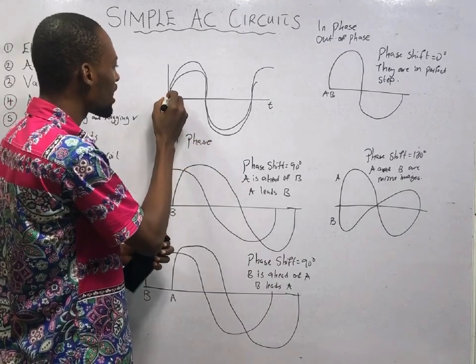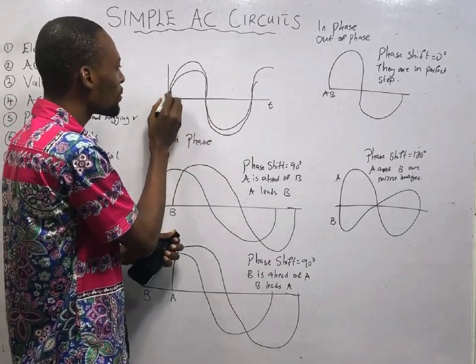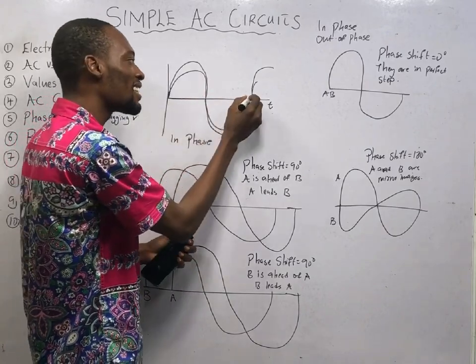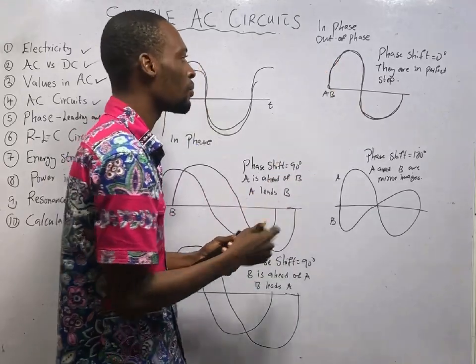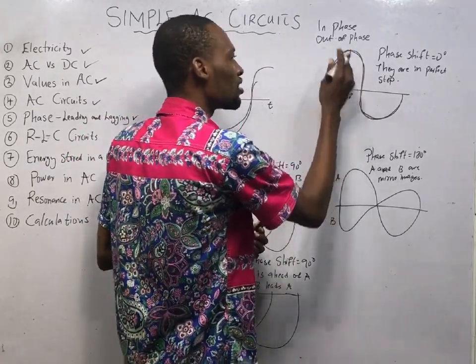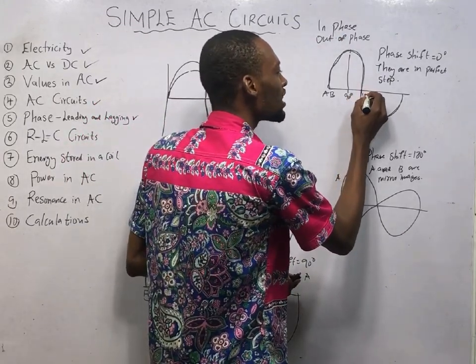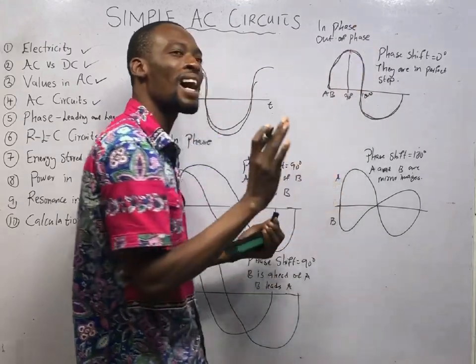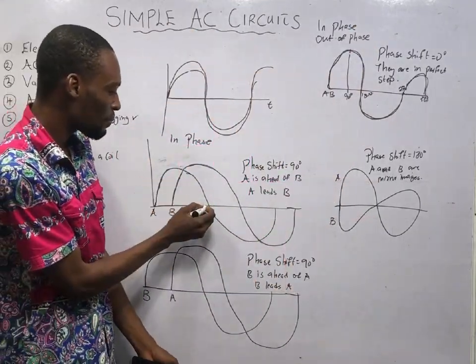You see this wave start from here, goes through this. This one starts from here, they get here together, and they stop together. They get to each point at the same time. Once this wave is here at 90 degrees, the other one is there at 90 degrees. Once they get to this point, which is 180 degrees on the wave, both of them are at that point, 180 degrees. This one gets here at a particular time.